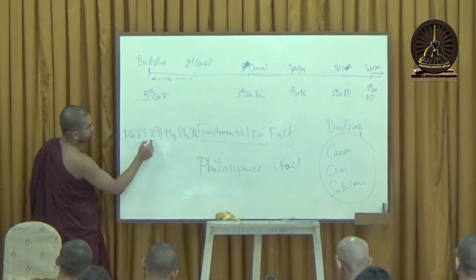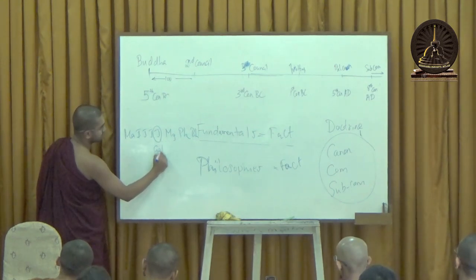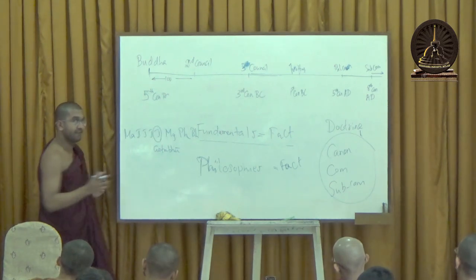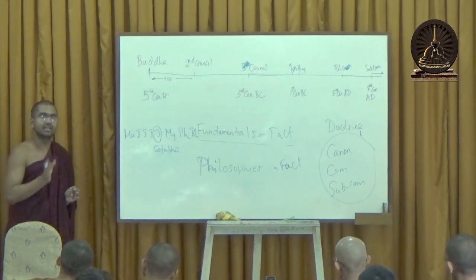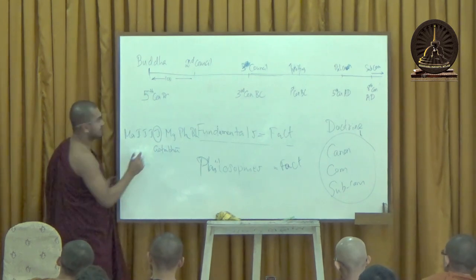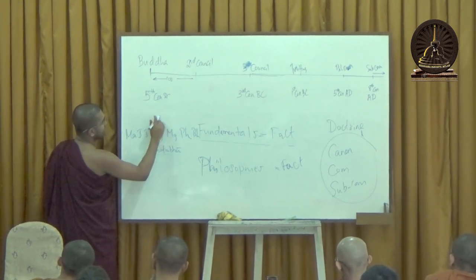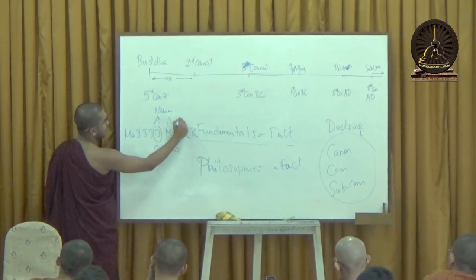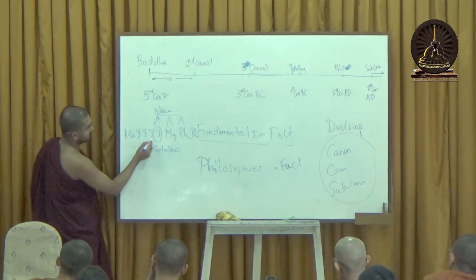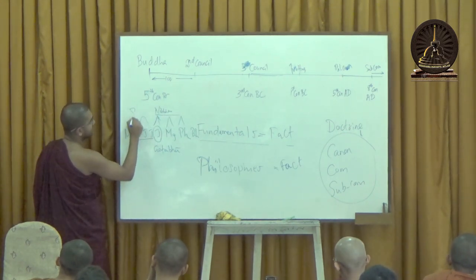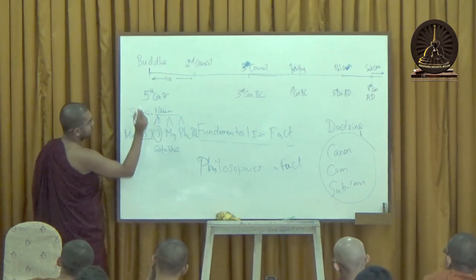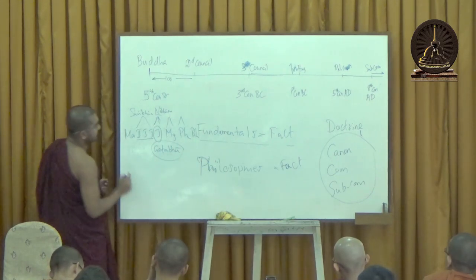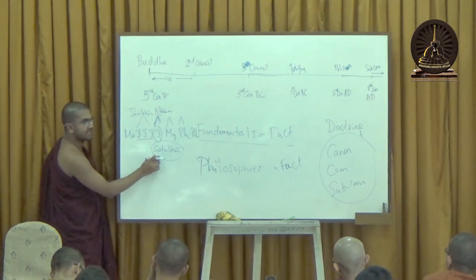So these 4 Chittas, normally we address as Gotrabhu. So this Gotrabhu, according to tradition, is not an explanation that you can find in the suttas directly. This Gotrabhu has the object of Nibbana. This Magga and Phala also have the object of Nibbana. Then these 3 Chittas have the object of Sankhara. These are Vipassana Chittas.